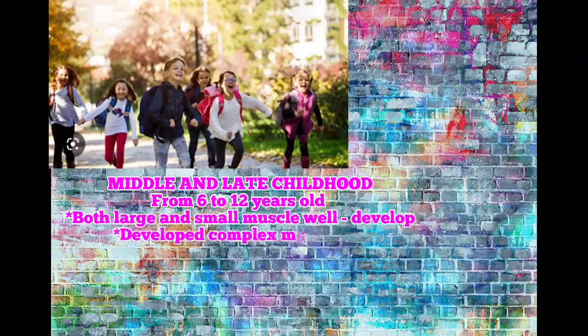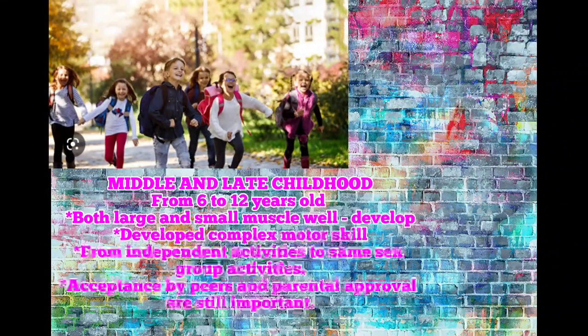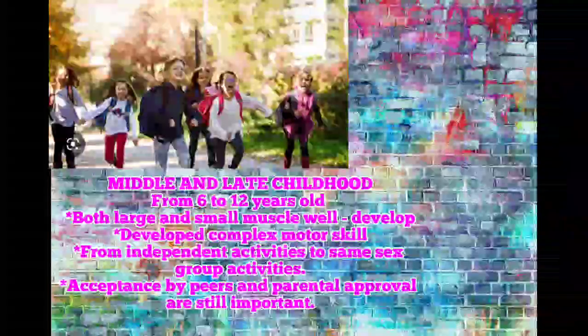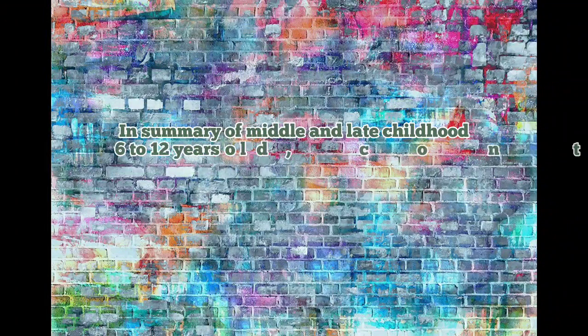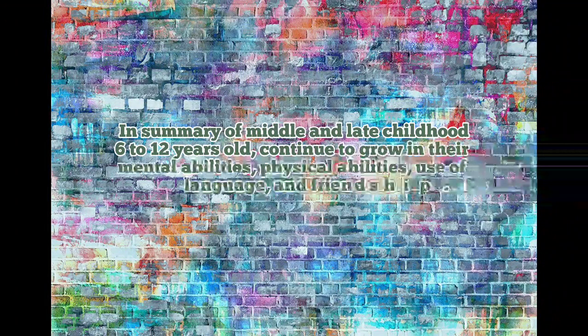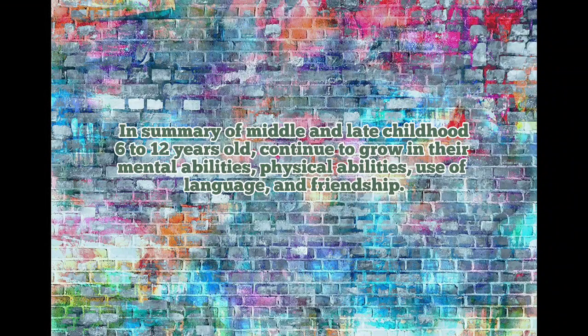Middle and late childhood, from 6 to 12 years old. Both large and small muscles develop complex motor skills, from independent activities to same-sex group activities. Acceptance by peers and parental approval are still important. Summary of middle and late childhood: children continue to grow in their mental abilities and physical abilities, in their use of language, and in friendships.